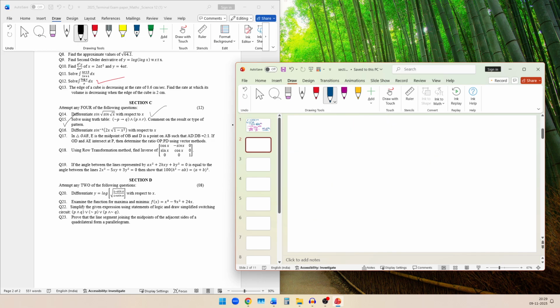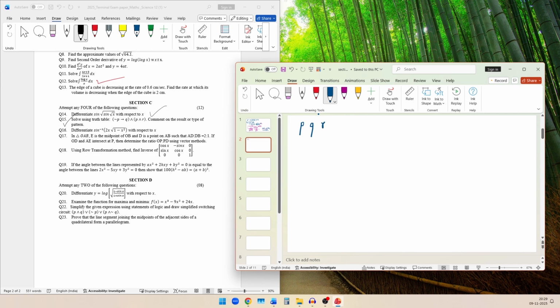Okay, next question is solve using truth table: negation p conditional q and p and r. Can you see this question over here? Question number 15. If you want, you can skip around 1 or 1.5 minutes to check the answer directly. I'm just going to solve this truth table now.